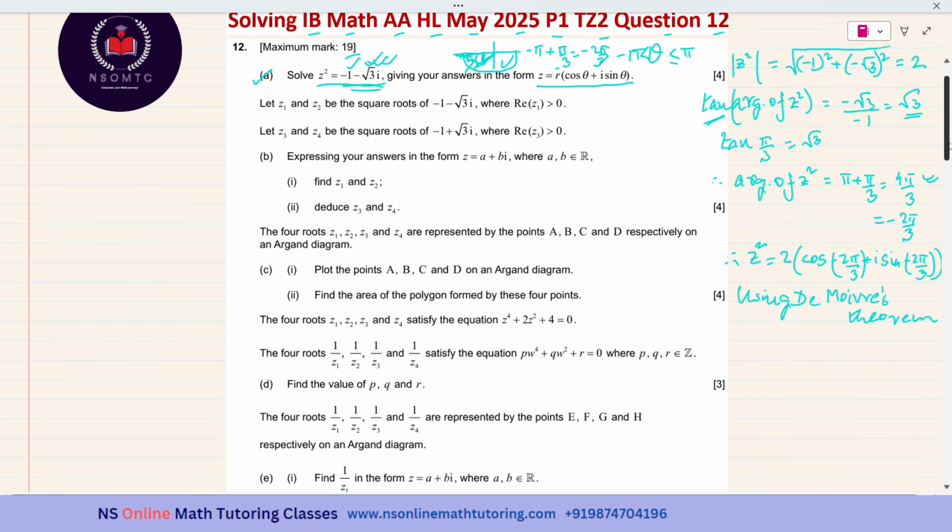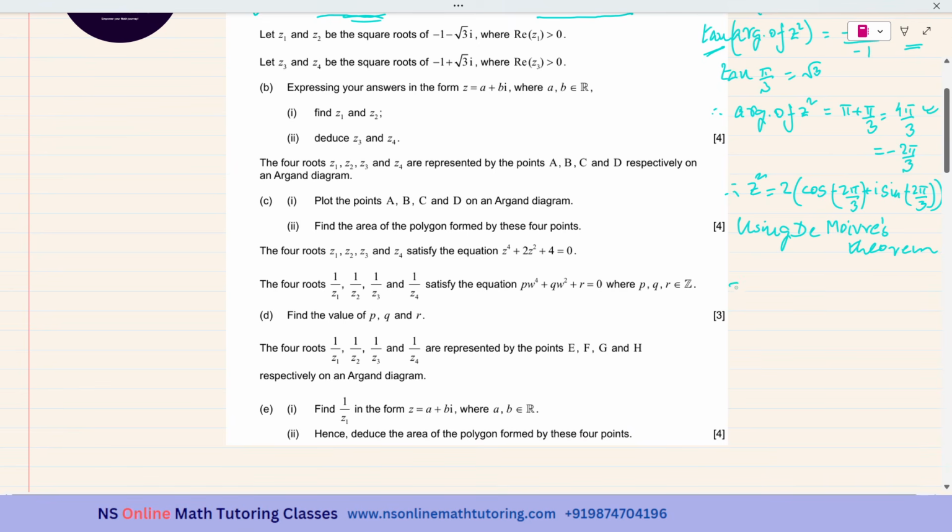The first root, z1, is equal to the square root of 2, the modulus, and the angle will be negative 2 pi over 3 times half. So it will be cos of negative pi over 3, since negative 2 pi over 3 multiplied by half is negative pi over 3, plus i sine of negative pi over 3.